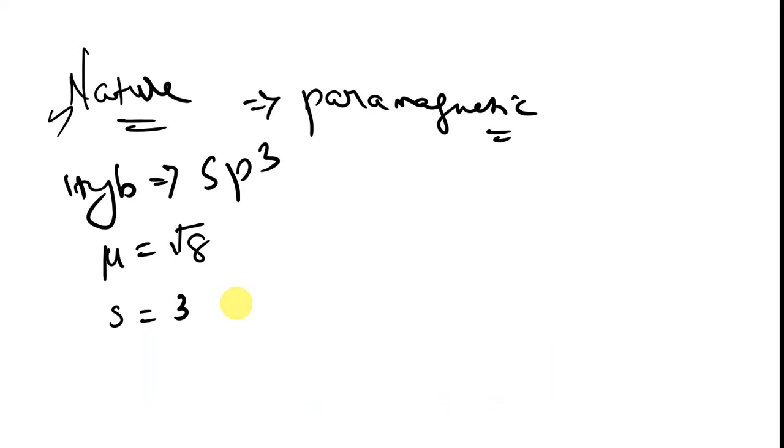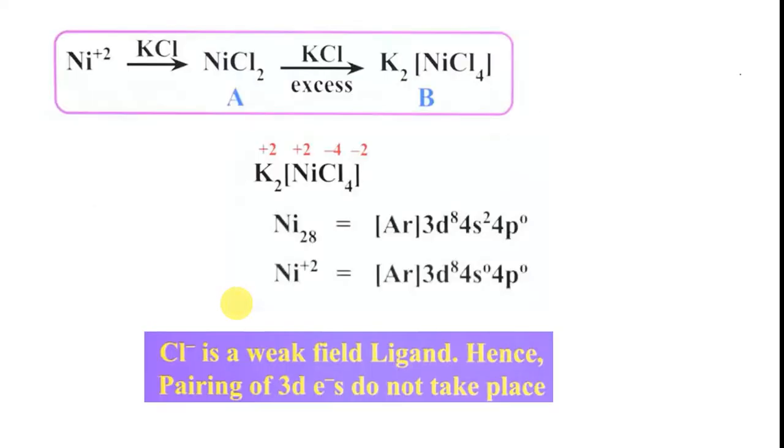Let me tell you in a schematic manner. So this is the output. When Ni2+ is treated with KCl, it gives NiCl2 first, and then in excess of KCl, it gives the coordination compound K2NiCl4. So the general electronic configuration is 3d8 4s2 for nickel. Ni2+ will have only 3d8. Right?